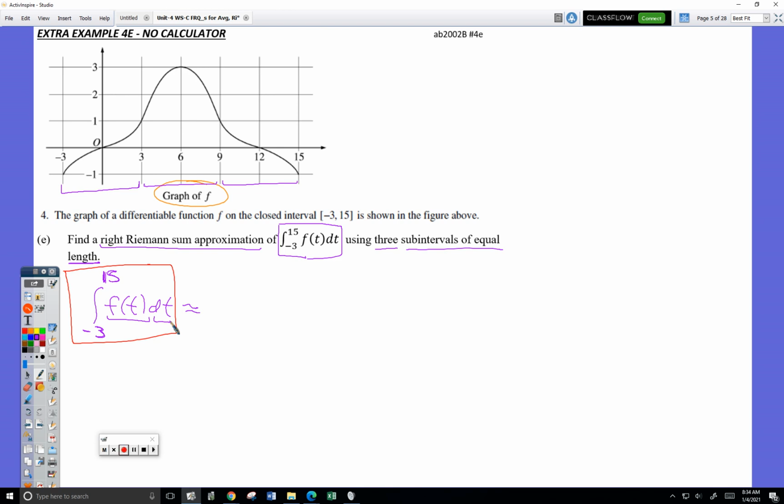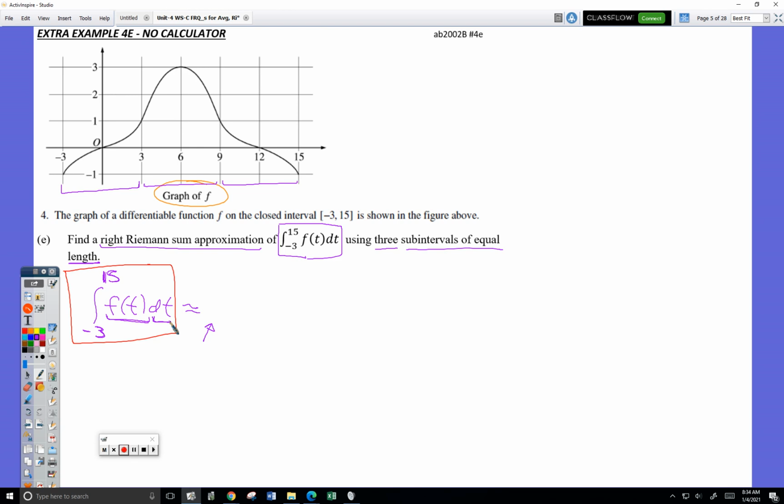So raise your hands, what's the first thing I should be writing here? What do I write first? I'm doing a right Riemann sum of this integral, three subintervals. So I've got to take f times dt three times. So what's the first thing I write? Yes, come on. First thing. Half of you. Still Logan? Would it be f of 3 times 6?